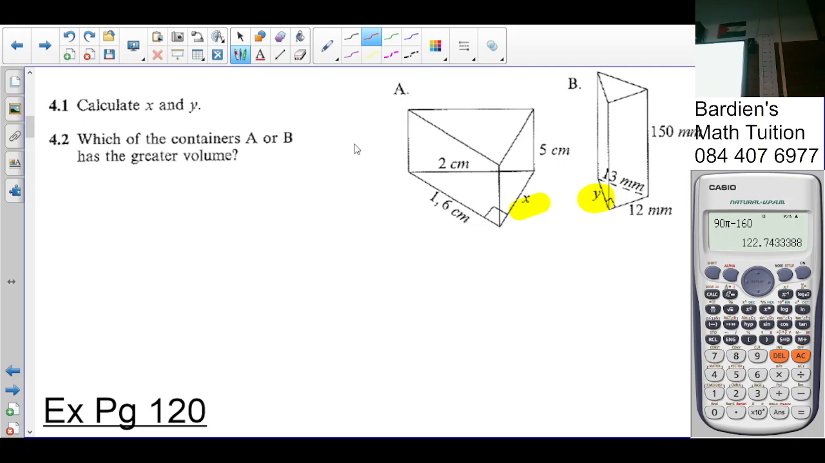So how are you going to work that out? Are you going to guess? There we go. We're going to calculate the volume of shape A or container A. Then you work out the volume of container B. And then you do your comparison. No?